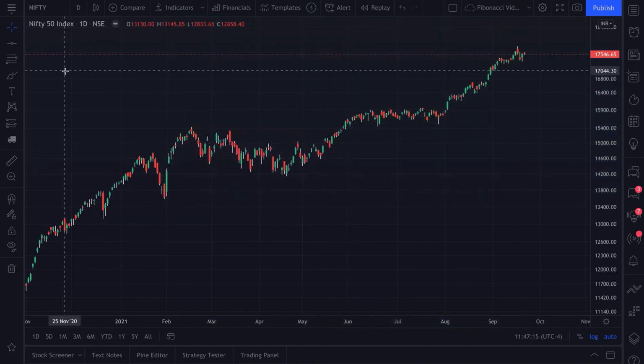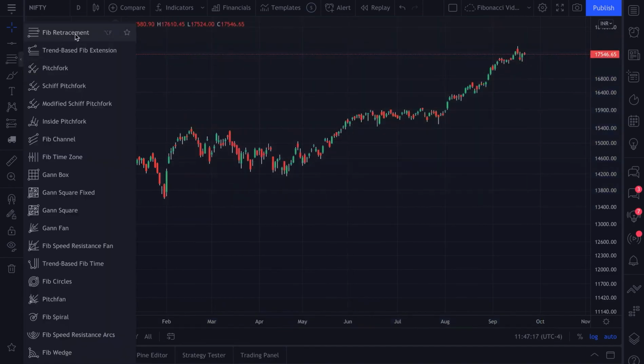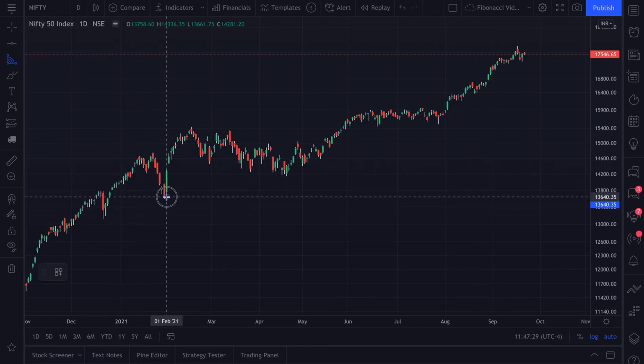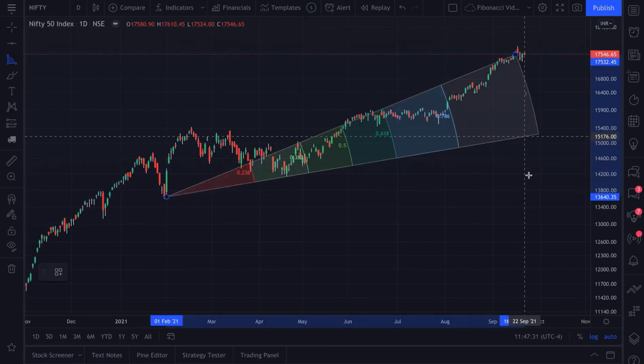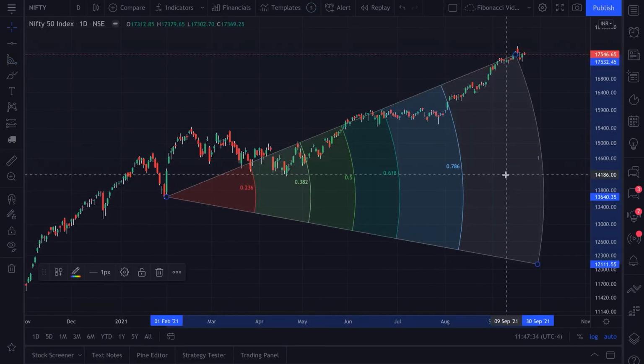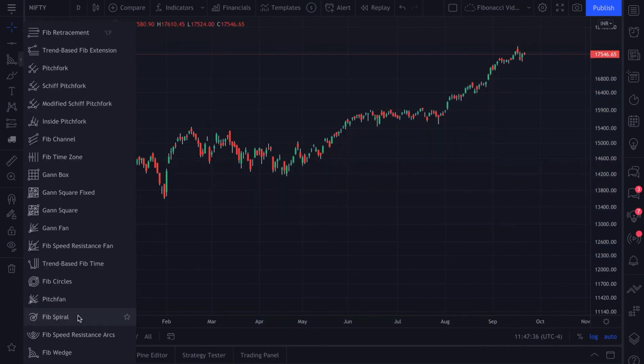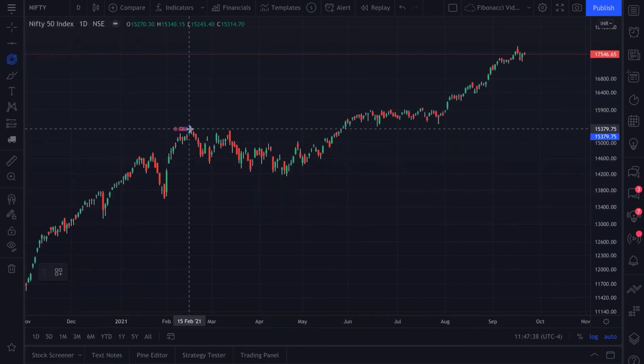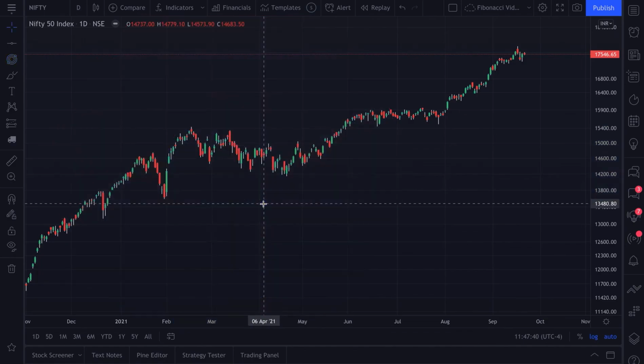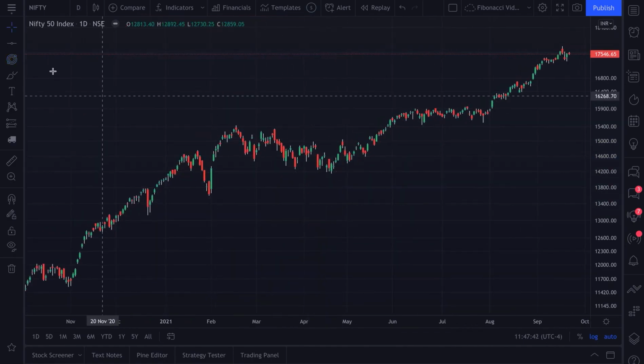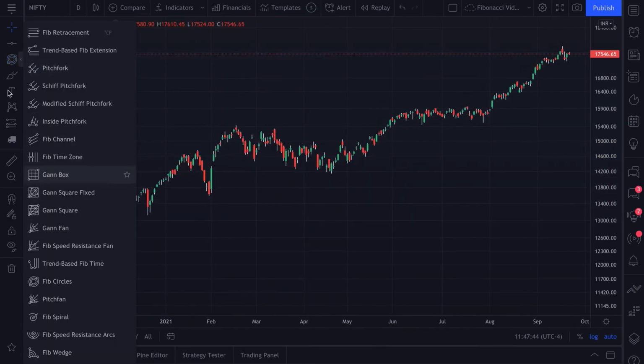So that is the introduction to the Fib retracement tools. And remember, there's trend-based Fib extension, Fibonacci circles, trend-based Fib time zones, and Fib wedges. For example, here's a Fib wedge, really interesting. And here is a Fib circle, super interesting. And those tools can all be used by going to the same menu and then selecting the tool of your choice.